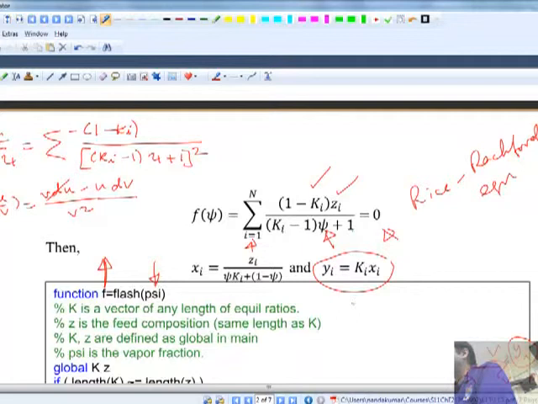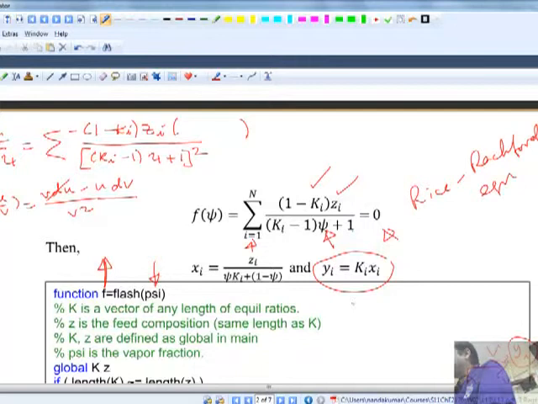It's really slow. And then what goes in there is the derivative of the denominator, because it's a chain rule, right? Derivative of the denominator with respect to psi. So what would that be? K_i minus 1.